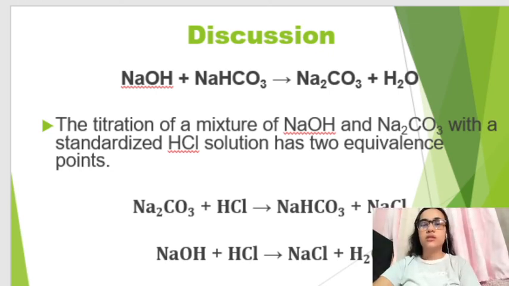Discussion. NaOH absorbs CO2 from the atmosphere and is converted into carbonate according to the equation shown in the slide. The titration of a mixture of NaOH and sodium carbonate with standardized HCl has two equivalence points, as shown in the slide. The first equivalence point is due to the conversion of all the carbonate to bicarbonate and NaOH to NaCl, as seen in the slide.